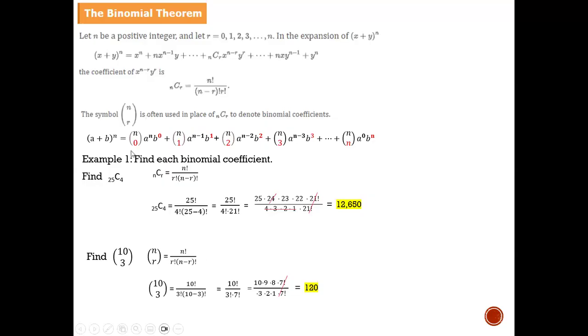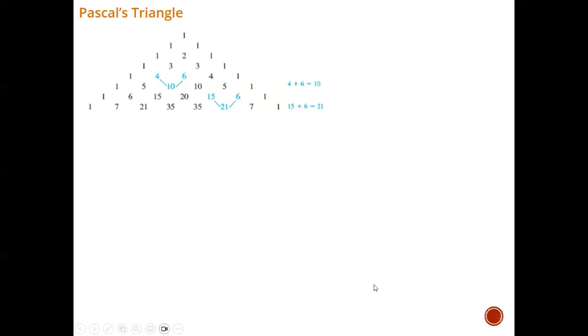So this is a formula we use to help us find all these coefficients. When I have a number n and the number r, I can plug those numbers into the formula here to help us get these coefficients of our binomials or our expansions. Okay, we can also use Pascal's triangle.